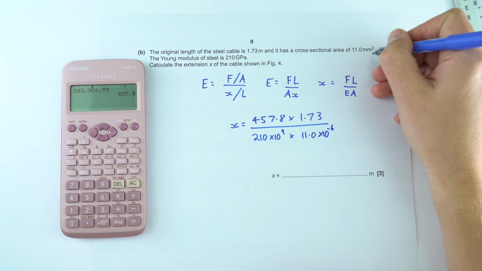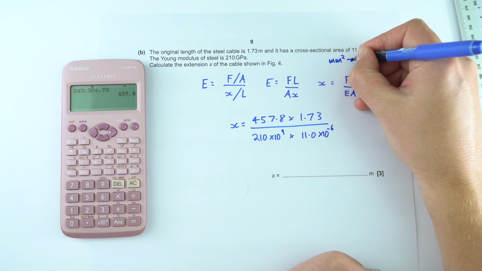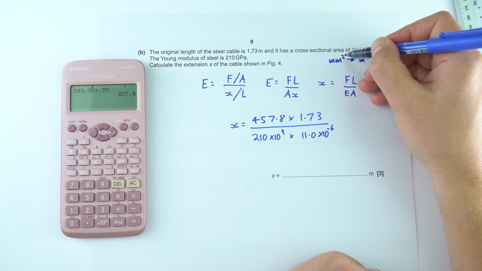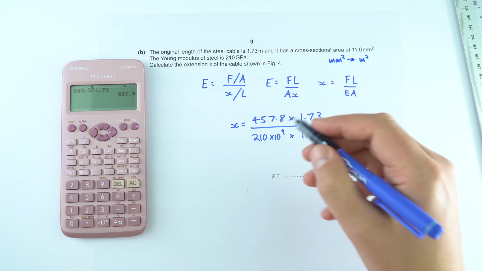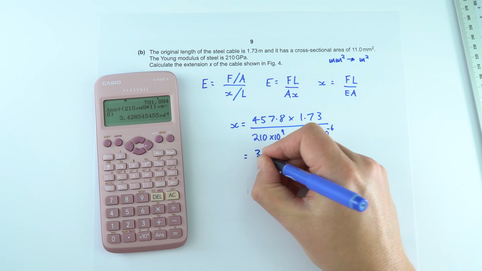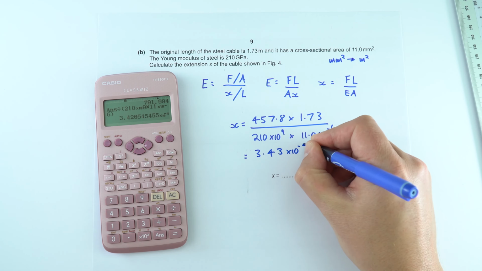Now this is a mistake that lots of people make. Because we've got millimeters squared and we're trying to convert to square meters, you've got 10 to the minus 3 squared, which is going to be 10 to the minus 6. So these are numbers we're going to use, which gives a total answer equal to 3.43 times 10 to the minus 4.